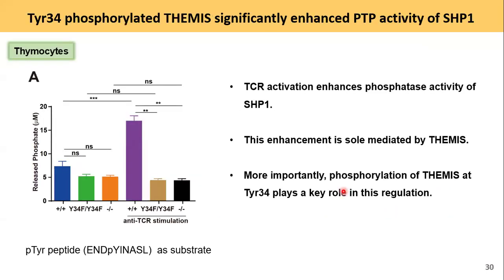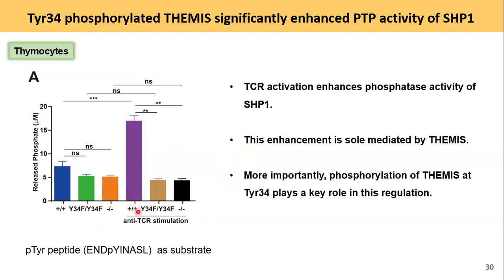So what is the molecular mechanism behind all this regulation? Right now we have 3 genotypes of mice. What we can do is purify the thymocytes, and further purify the phosphatase from these 3 genotypes and test the phosphatase activities in vitro. These slides are quite important. We got 3 interesting findings.